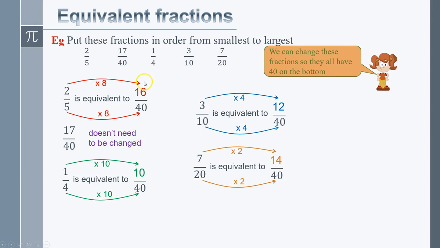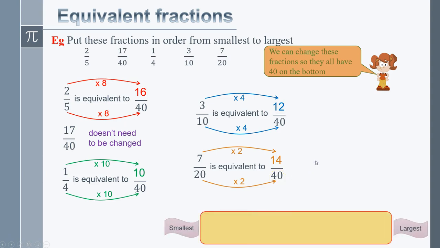So now I can look at all my equivalent fractions and start deciding which one's the smallest, which one's the largest. The smallest is going to be here, 10 over 40. So my smallest is a quarter. After that, 12 over 40, which is 3/10. Then 14 over 40, that's 7/20. Then 16 over 40, which is 2/5. And finally, it's 17 over 40. That is the biggest. And there we go.